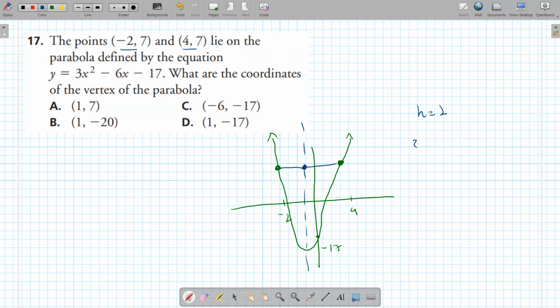So if you plug h in, you get 3 times 1 squared minus 6 times 1 minus 17. So you get 3 minus 6 minus 17. -3 minus 17 is -20. So that means k must be -20. So which option is correct? We have h as 1 and k as -20. B. B is right.